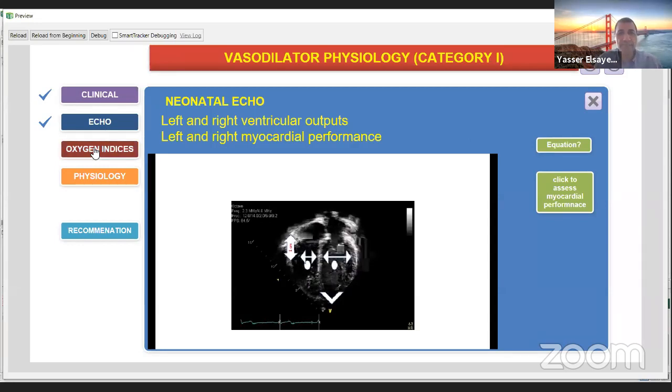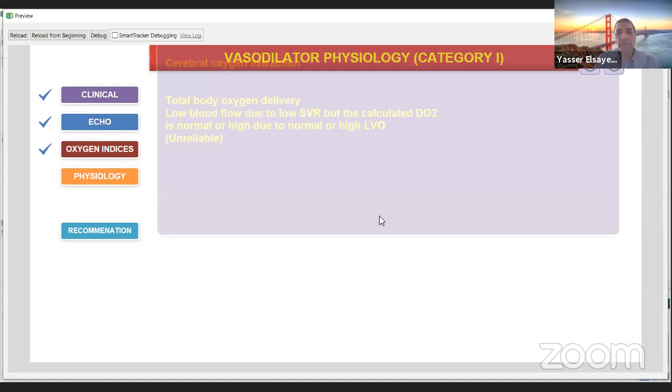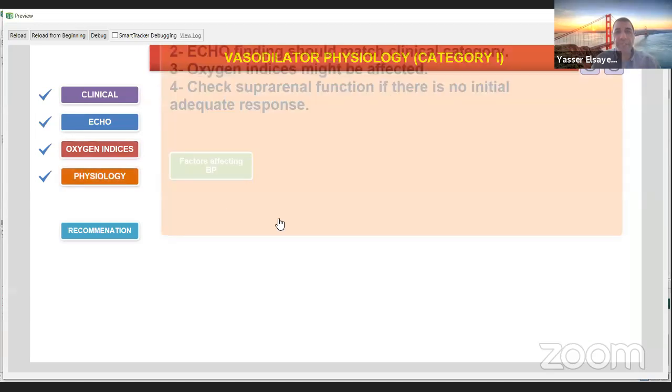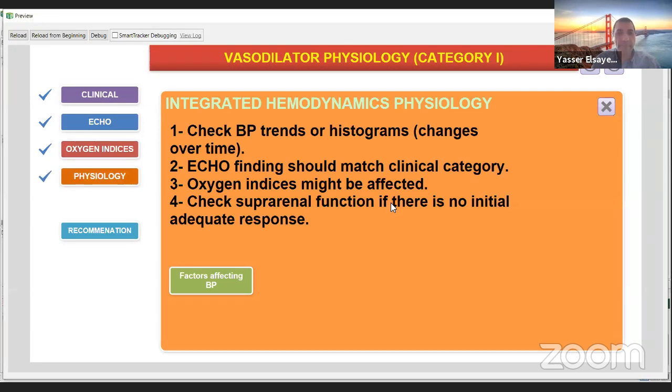With the oxygen indices, it is the same as we mentioned before, so we don't have to repeat that again. Look at the difference between the pulse oximetry and near-infrared spectroscopy, and try to calculate the fractional oxygen extraction. And then the physiology of category number 1 is typically vasodilator physiology. So you need to select the medication fit for this category, which we'll mention later.